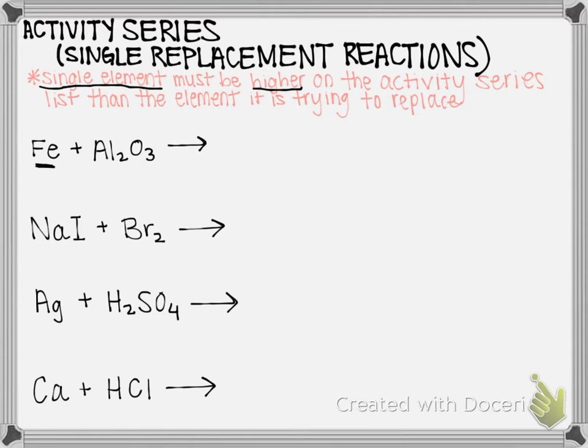So this is, in the first example, Fe is the single element. And so in order for it to replace aluminum, it has to be higher on the list than aluminum. And if you look at your list, Fe is actually below aluminum, so it cannot replace it. So this one is an NR, or no reaction. Next one, single element has to be higher than the one it's trying to replace, and it's always going to be replacing the thing in the front, or the metal.